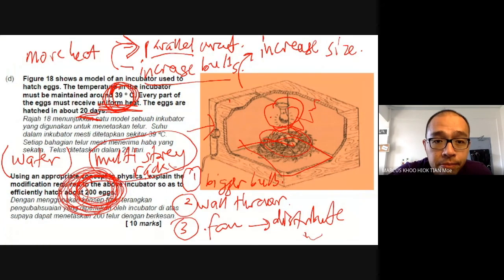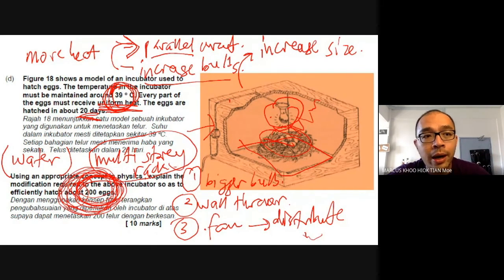For example, this one, increase the number of light bulbs. It's not mentioned in there, but I would accept this. Increase the size of the incubator. Also important, not mentioned in the answer scheme. Does it mean the increased size is wrong? No, it is correct. It is correct because you are modifying what is existing to become something new.